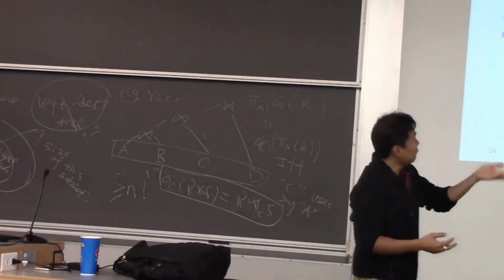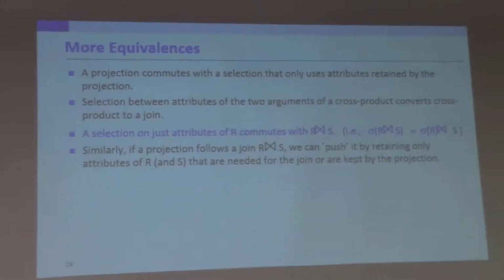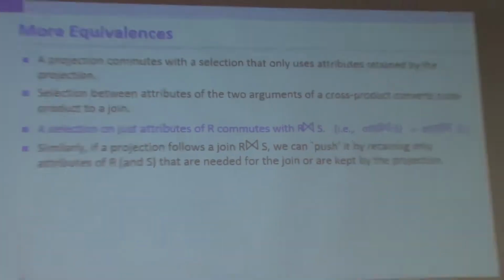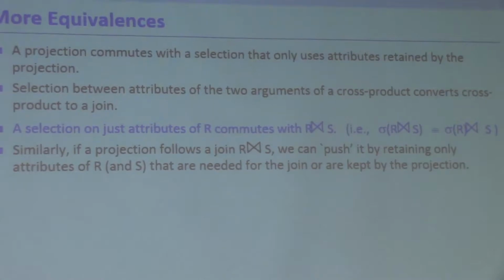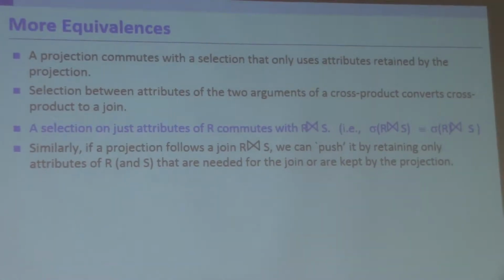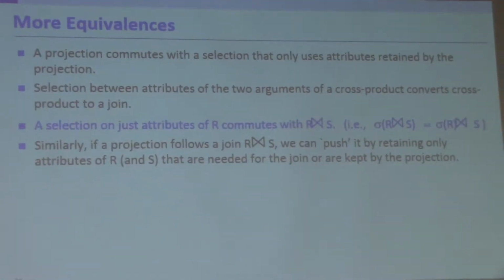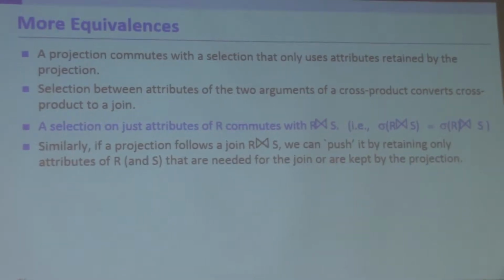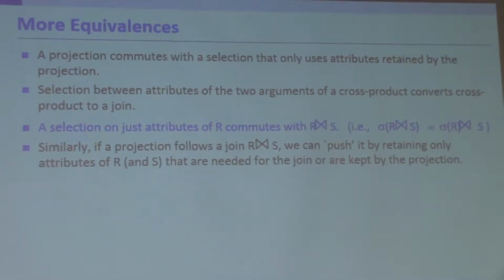Similarly, if a projection follows the join operator, we can push down the projection operator, but here you have to be a little bit careful. You can only push down that projection operator if you keep not only the projection attributes, but also the join attribute. So you keep both the join attribute and the projection attributes when you push down a projection operator over a join operator.